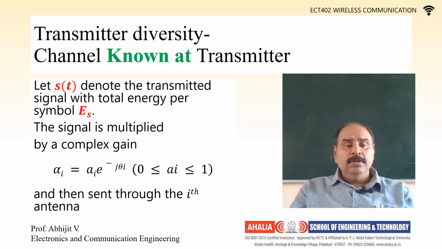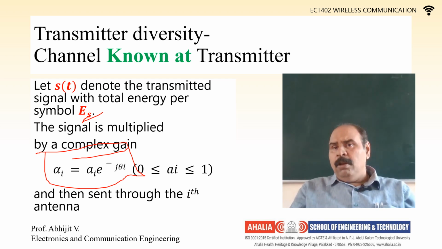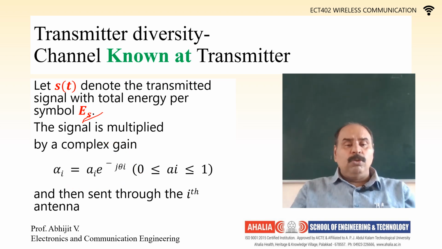So let us denote the transmitted signal by S of t and let the total energy be Es. Like what we have done now, we are going to multiply with complex gain alpha I, which is equal to Ai e raised to minus j theta I, where Ai will be having values between 0 to 1. Let this be the information that is being transmitted through the ith antenna, because we know the path gain, right? Yes or no?